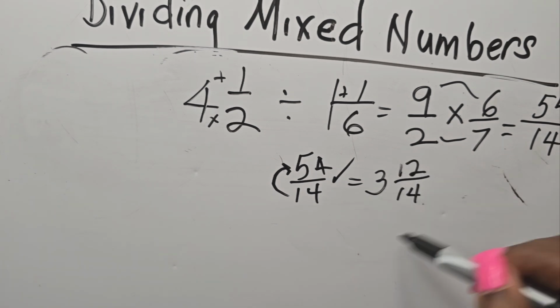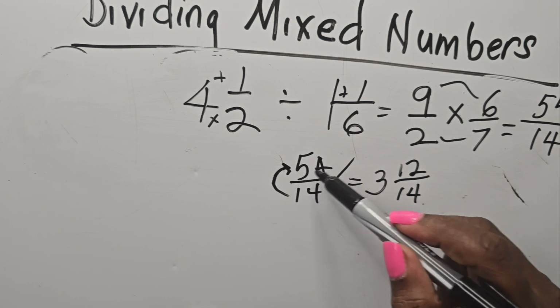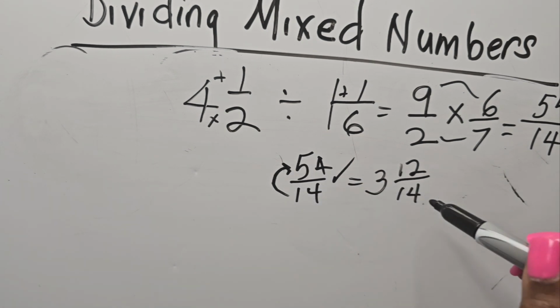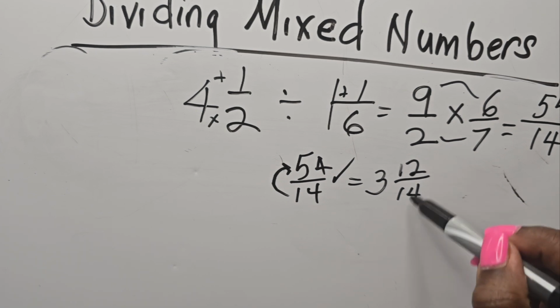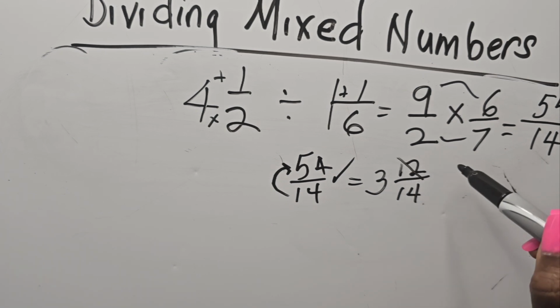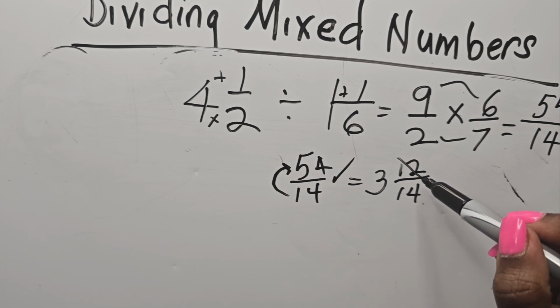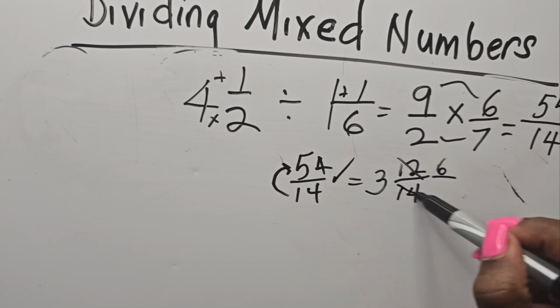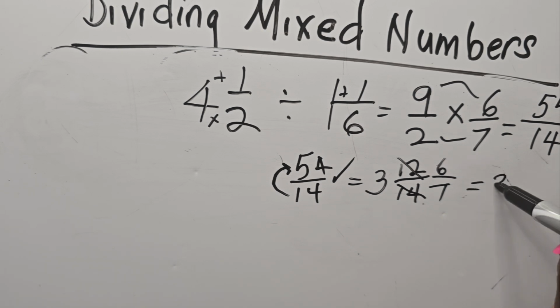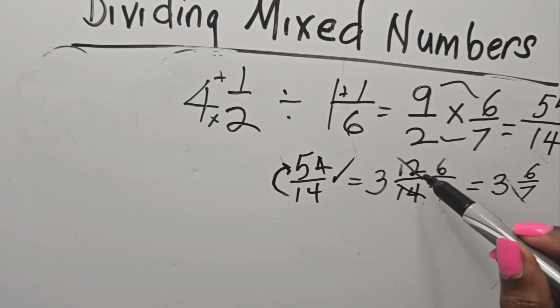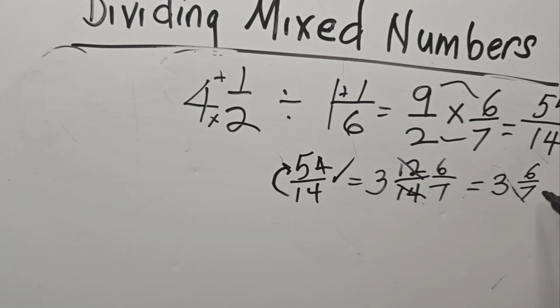Okay, so I said 14 into 54 goes 3 times, and then you have some remainder. So you put that remainder over the 14. And even the 12 over 14 can be reduced by 2. 2 goes into 12 6 times. 2 goes into 14 7 times. So the real answer is 3 and 6 over 7. Alrighty. 2 goes into 12. Yep, 6 times. Let's make sure.